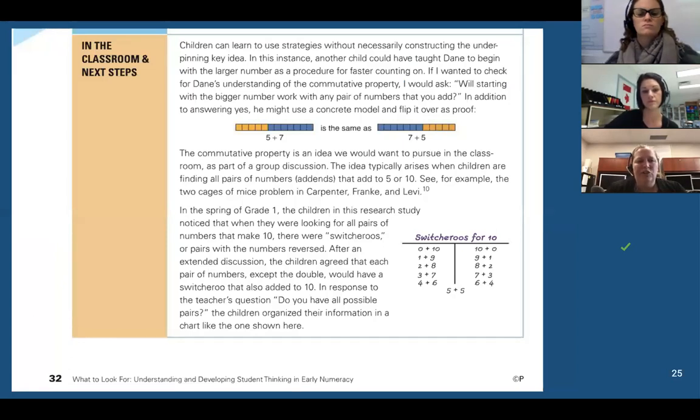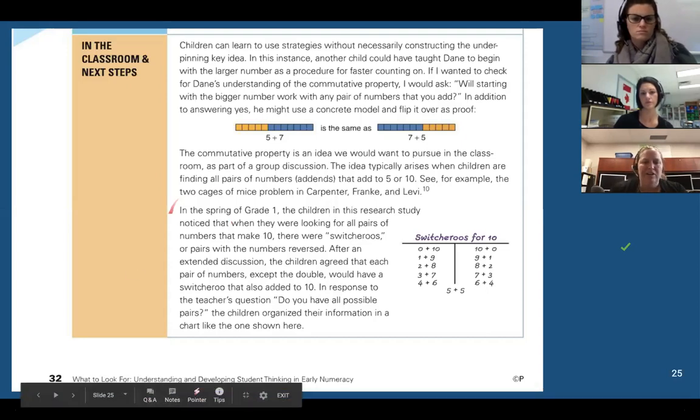This part, in the classroom and next steps, can take one of 2 forms. Sometimes Alex talks about what you could do to help move a student who is doing the strategy on this page forward. And sometimes, like in this case, when it's a strategy that teachers are often trying to figure out how to help students get in on, she talks about what they did in her research school classroom in order to help children understand this. So at the very bottom of this page, she talks a little bit about what they did in the classroom.